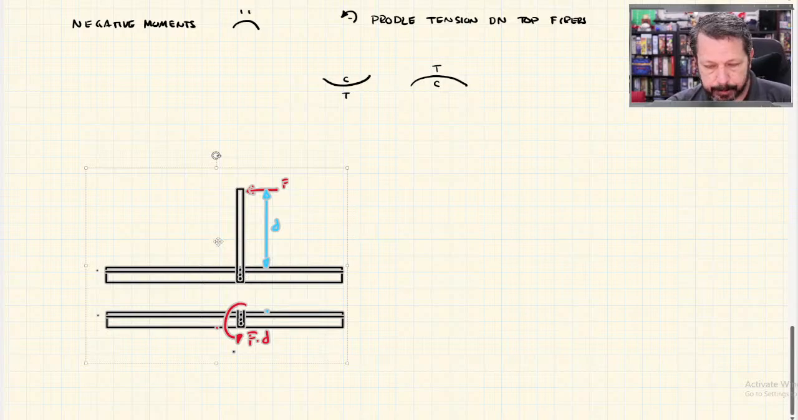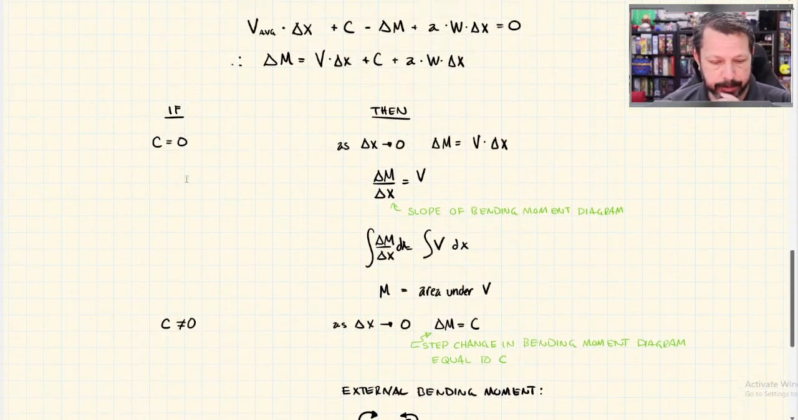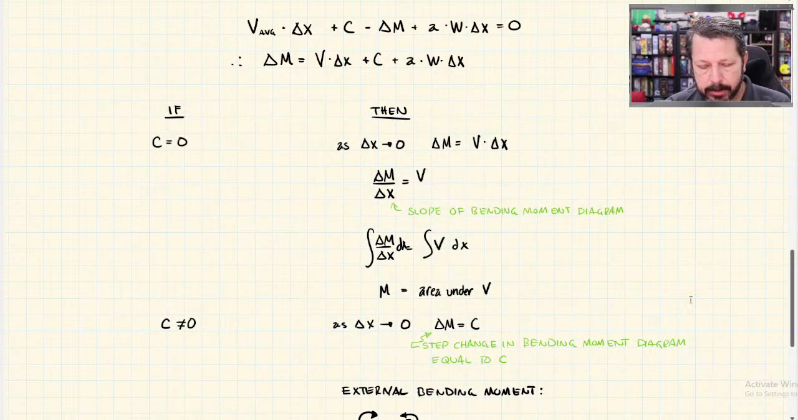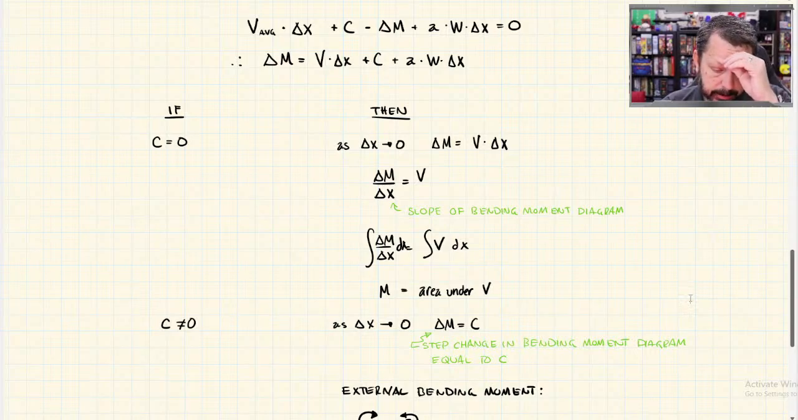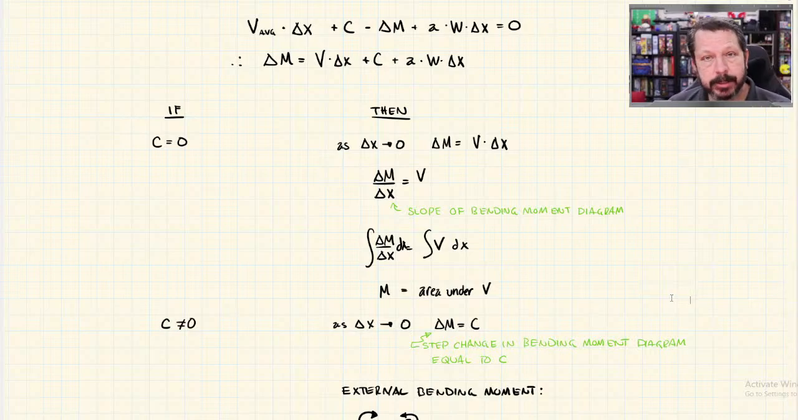All right, we have enough rules now to actually do one of these things. We don't have many rules for the concentrated moment, because either there is a concentrated moment or there's not one. And if there's not one, then basically whatever's going on in the shear diagram is controlling what's going on in the moment diagram. So for the most part, the moment diagram is just the integration of the shear diagram, and it's interrupted every now and then if you have a concentrated external bending moment.